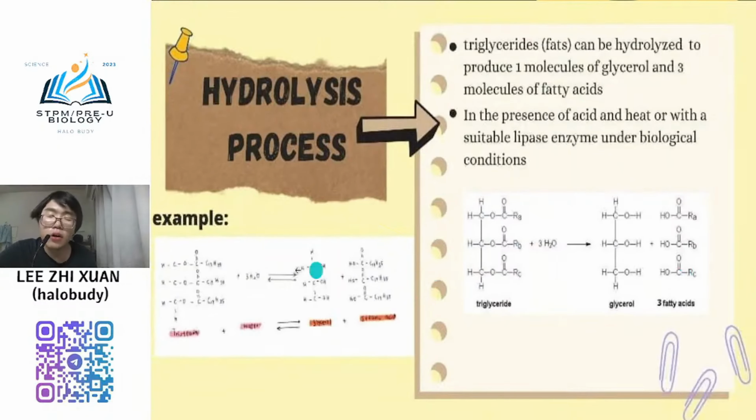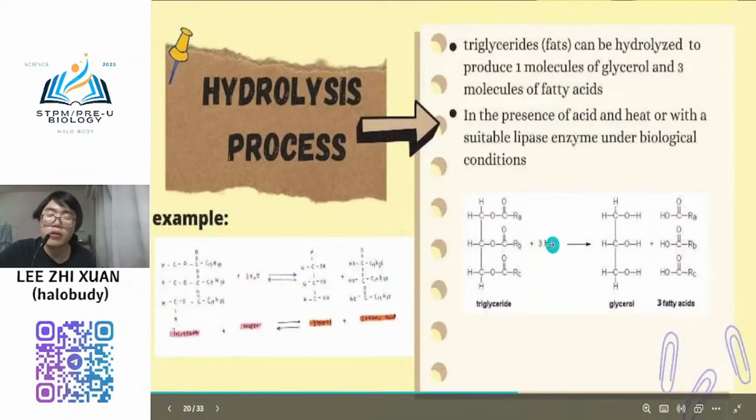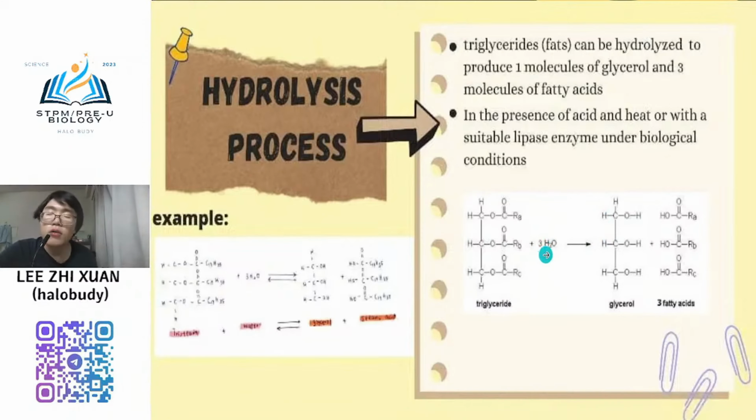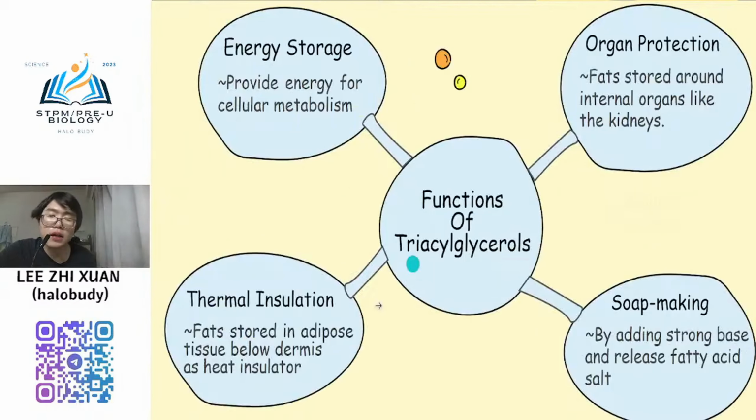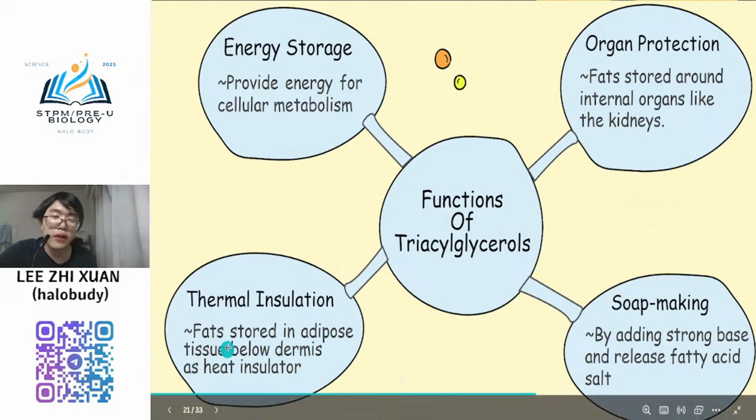And then triglyceride, the lipid fat, can also undergo hydrolysis. You can break down the fat to release the glycerol and fatty acid through hydrolysis. So you need water, but normally you also need a catalyst. One of the main catalysts is lipase, the lipase enzyme. Okay, so normally these are the functions of lipid: energy storage, thermal insulation, soap making, and organ protection.